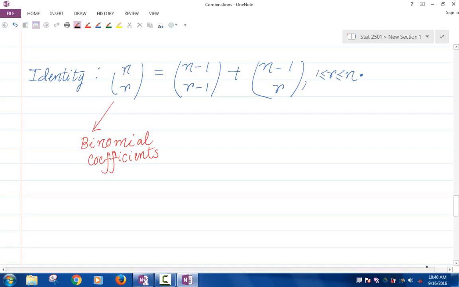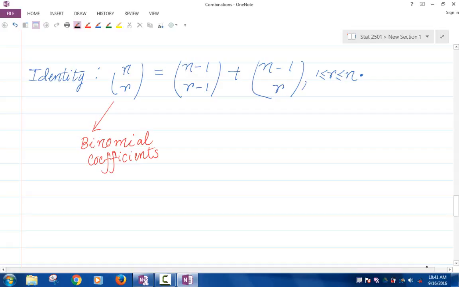One way of proving this identity by using a discrete argument or counting argument would be to show that both sides are counting the same thing. So can you argue with me that both sides are counting the same thing? What is the left-hand side counting? Well, that means the number of ways of picking r out of n. Or I can say this is the number of subgroups of size r taken from a group of n elements.